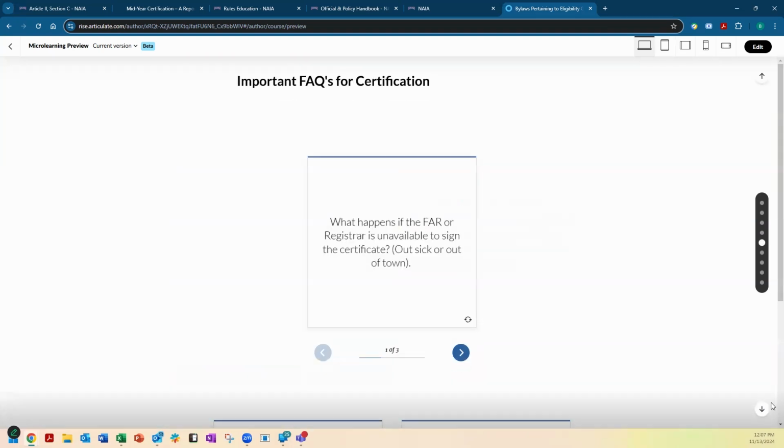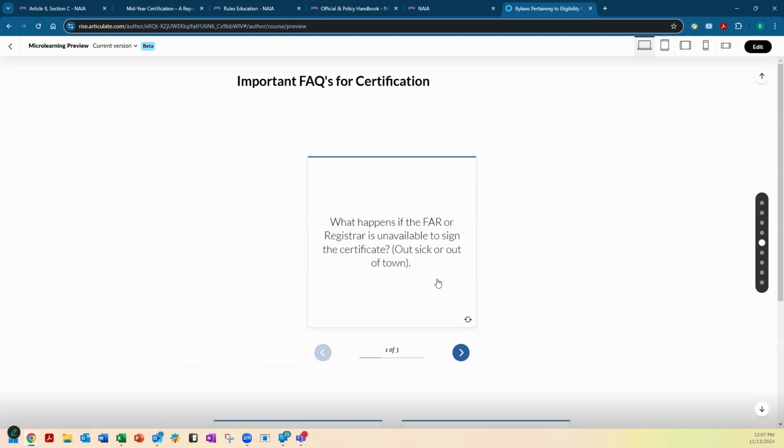Okay, important FAQs that we get about certification. More common with this is the FAR or registrar. What if one of these individuals is unavailable to sign their certificate, especially now that we're moving into the Christmas and the holiday season and people are going to be traveling and doing different things?